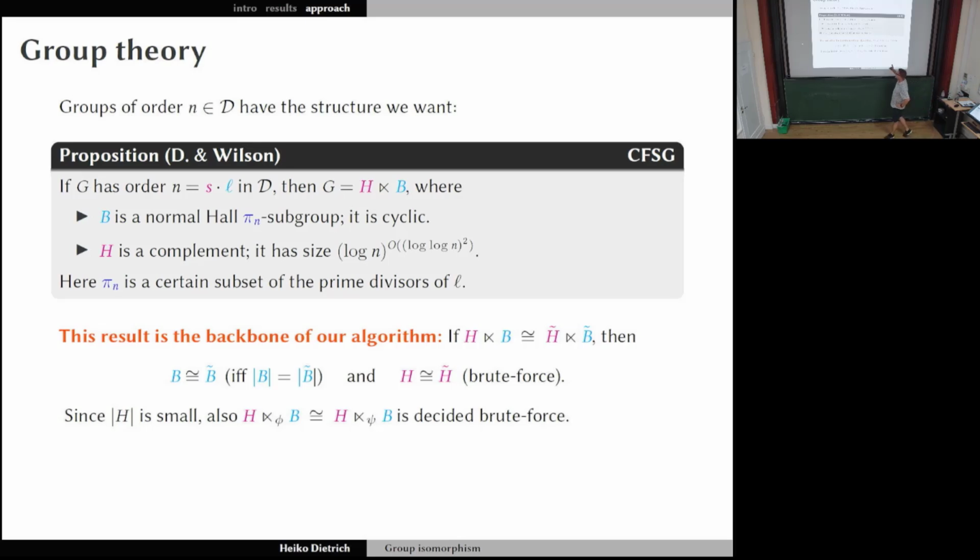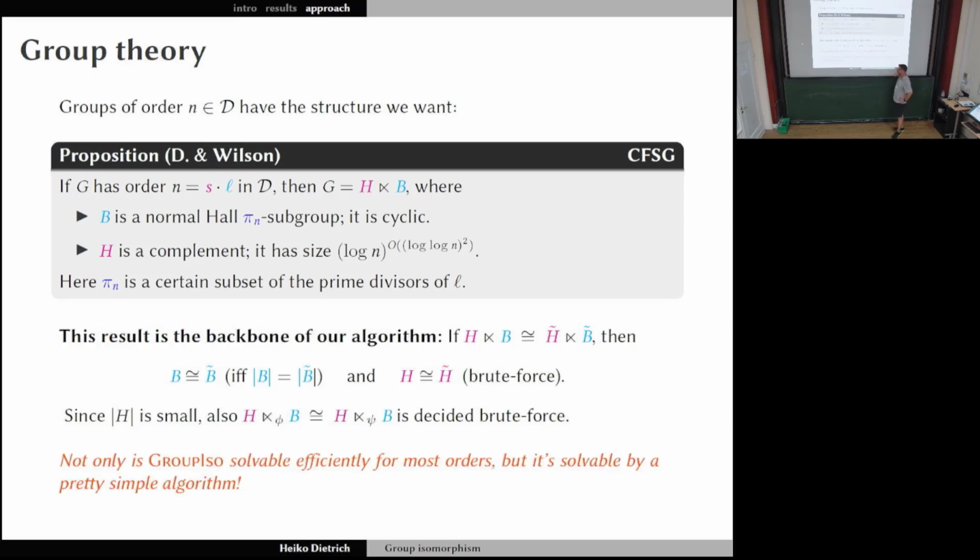It's a very simple algorithm. We got some feedback from colleagues, and it was nicely summarized by this comment: group isomorphism is not only solvable efficiently for most group orders, but also by a very simple algorithm, because it's really as simple as it is. That's all. Thank you.